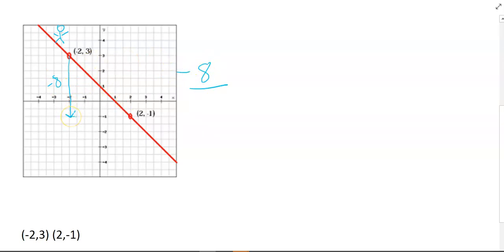And then he goes over to the right. 1, 2, 3, 4, 5, 6, 7, 8. And he goes over 8. That is going to reduce to a negative 1.